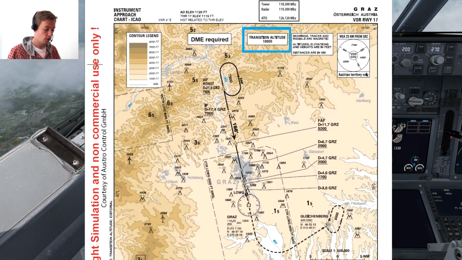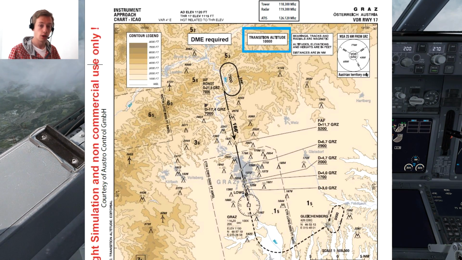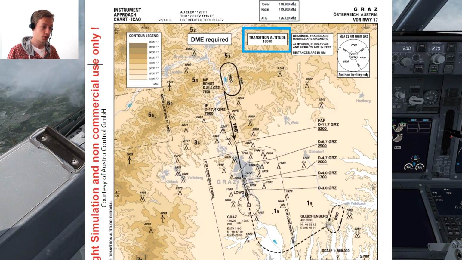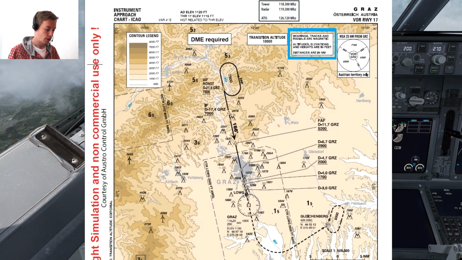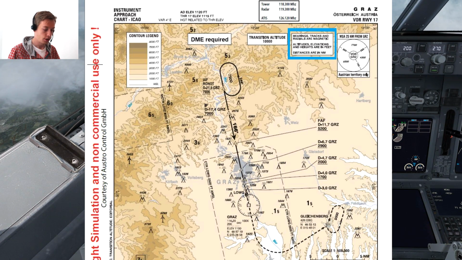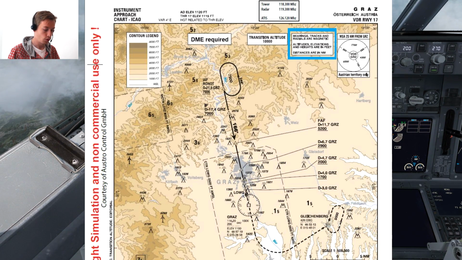Transition altitude is 10,000 feet. Okay, so I'm already on the local QNH, pretending that the transition level is something like 120. So bearing, tracks and radials are magnetic, altitude, elevation, and heights are in feet, and distances are in nautical miles.